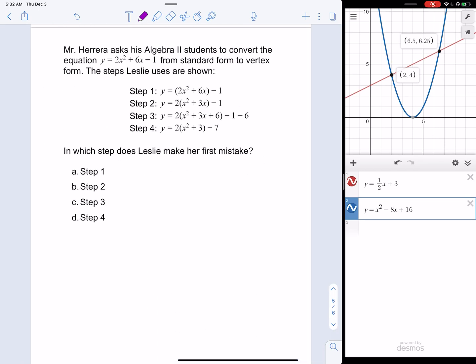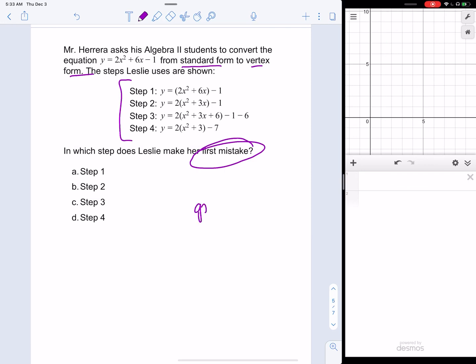Okay. This one is fun because we've never seen anything like it, but it says Mr. Herrera asks his Algebra 2 students to convert the equation y equals 2x squared plus 6x minus 1 from standard form to vertex form. The steps Leslie uses are shown. These are her steps. And which step does Leslie make her first mistake? So, when you're looking for your first mistake, I want you to graph everything. I'm going to show you why, okay?